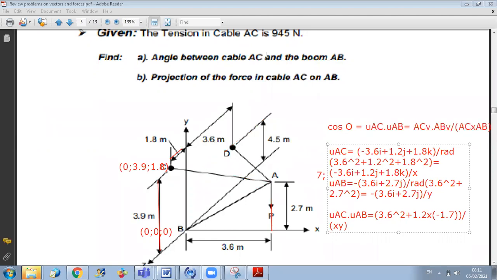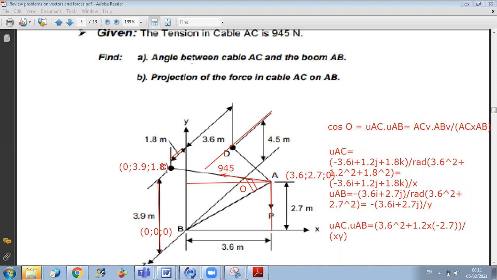Okay, Bruno, yes. You do the calculation, you find x and y. Isn't it negative 2.7? 1.2 times negative 2.7. It's a typing error. Yes, 2.7.